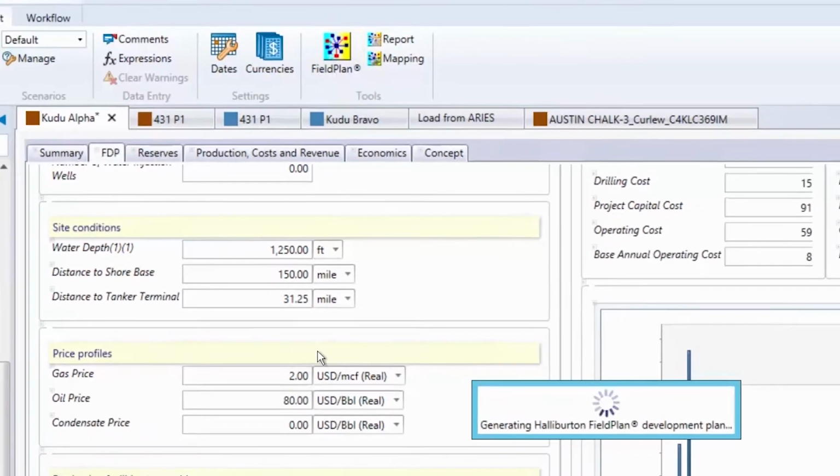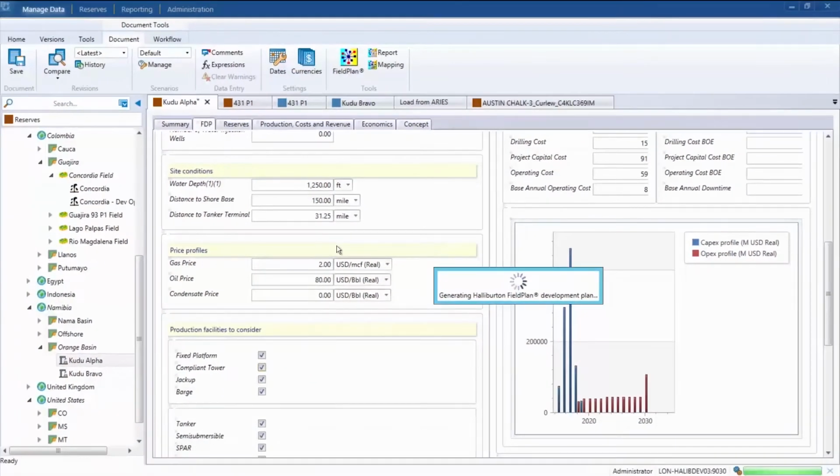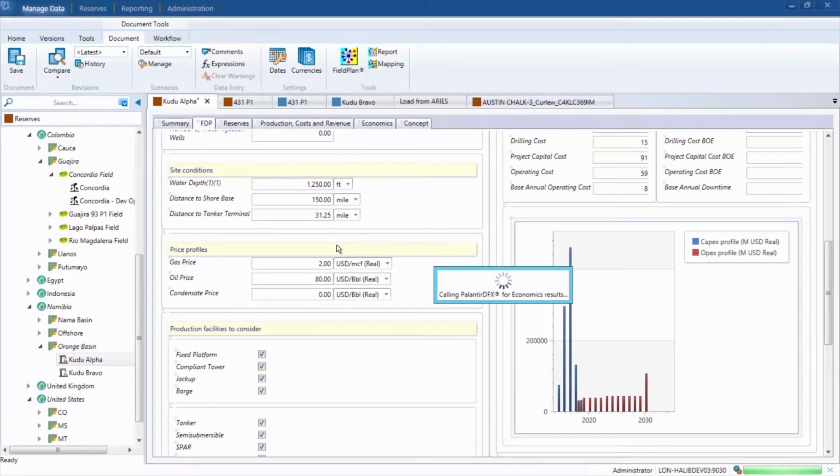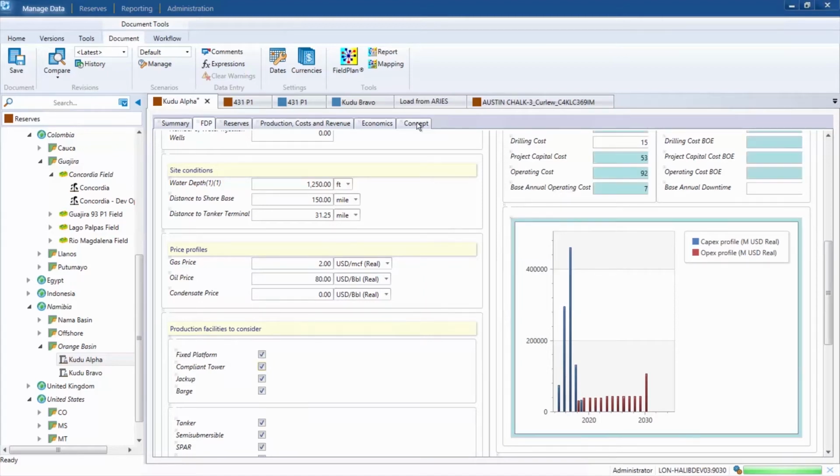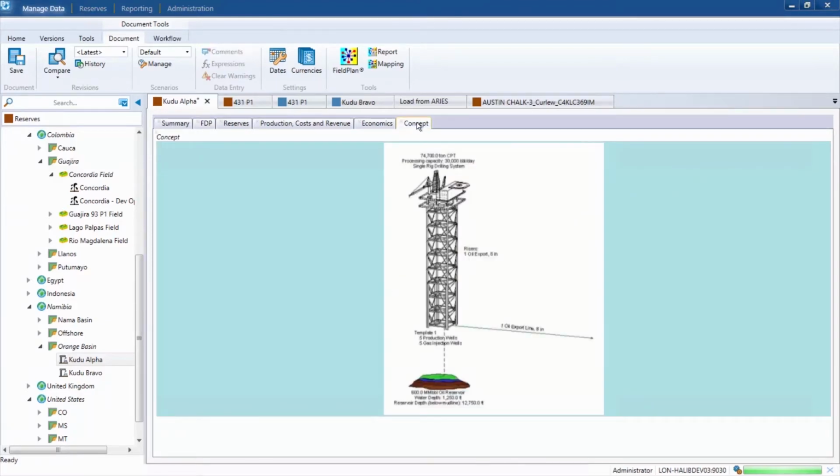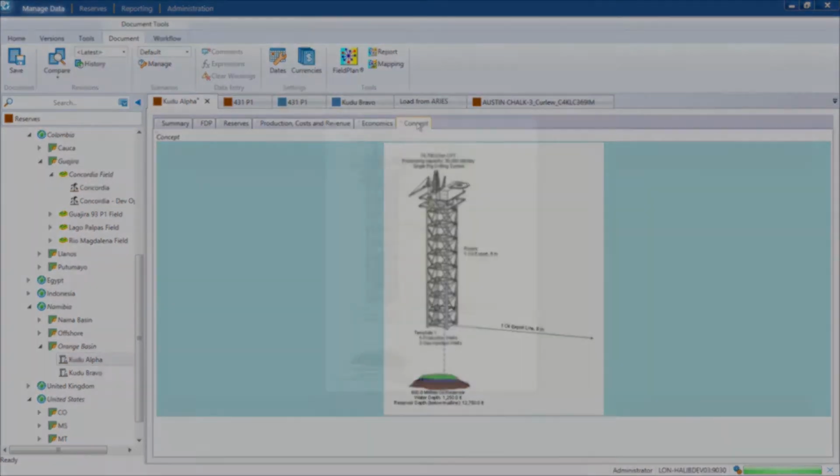Field Plan will use this updated information to generate a number of different development concepts and optimize them for this specific situation. Field Plan quickly returns these results, and we will rerun the full cycle economics using the Namibia fiscal terms in PalantirCASH, which provides us with the accurate fiscal projects for this prospect plan. In only seconds, we have redone this prospect plan, and it has updated significantly.